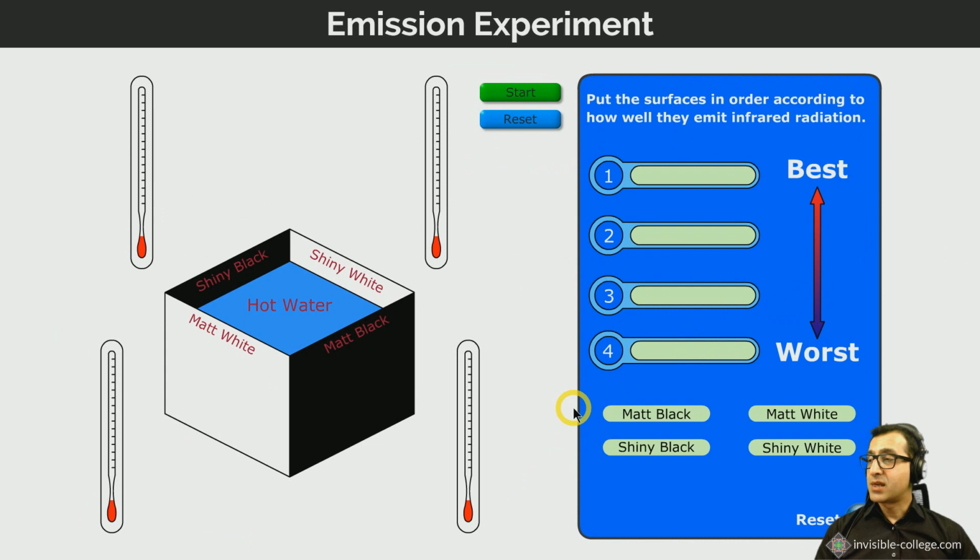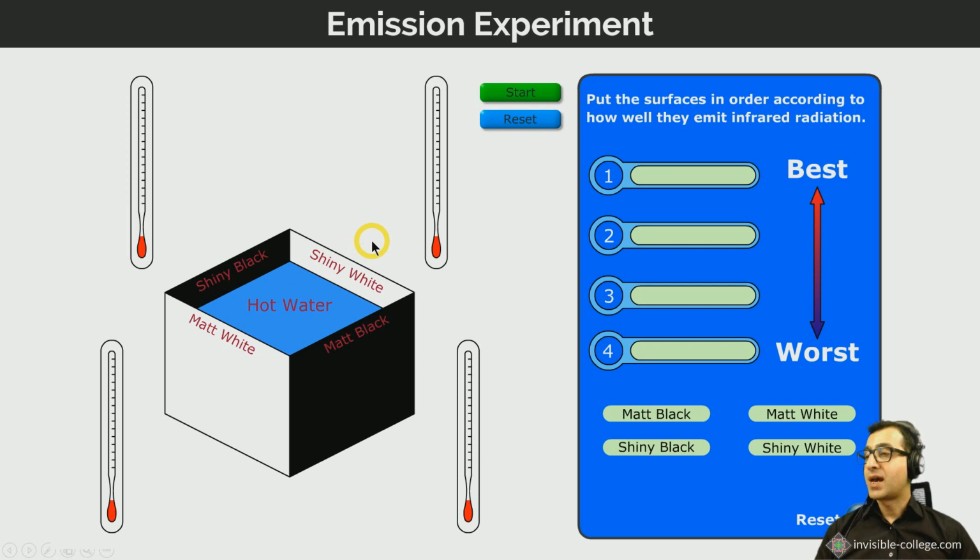So let's take a look at another example that shows the difference, this time in emission, in how different types of surfaces give off heat radiation. So here we have a container filled with hot water, and it has four sides. Now this time there are two different types of black paint. There's shiny black paint on the outside of this surface, and there's matte black paint on the outside of this surface. On this side we have matte white paint, on this side we have shiny white paint.